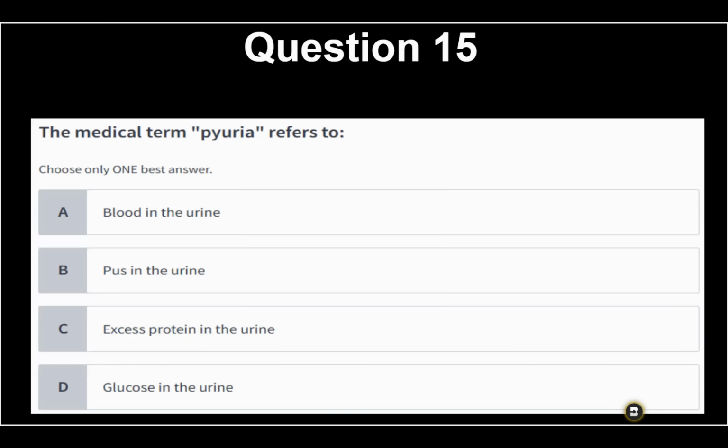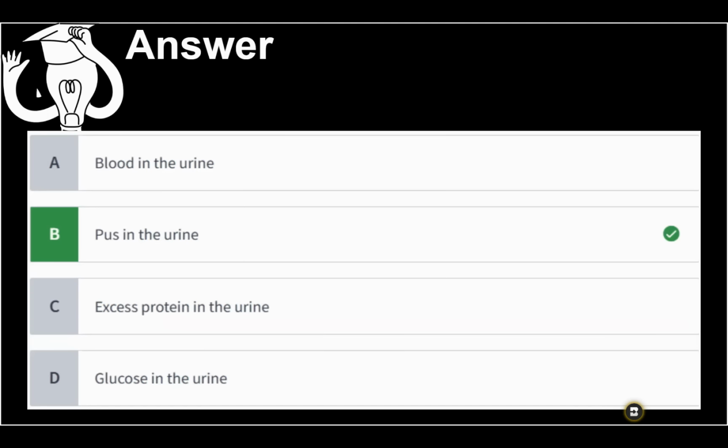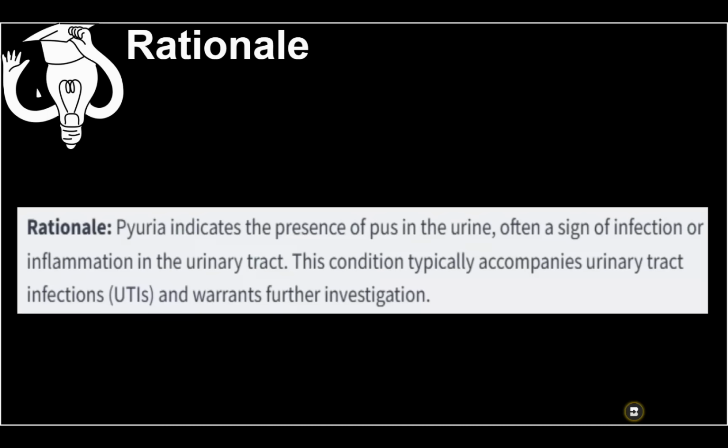Question 15. The medical term pyuria refers to what? A, blood in the urine, B, pus in urine, C, excess protein in urine, or D, glucose in urine. If you said B, pus in the urine, then you are correct. Pyuria indicates the presence of pus in the urine. This is often a sign of infection or inflammation in the urinary tract. This condition typically accompanies urinary tract infections, aka UTIs, and it does warrant further investigation.